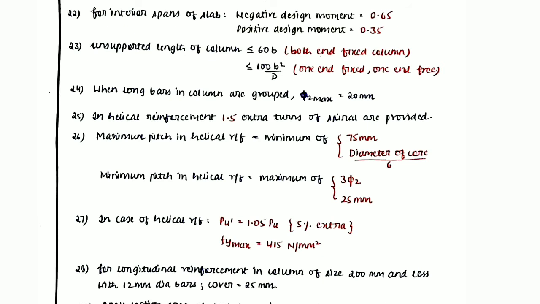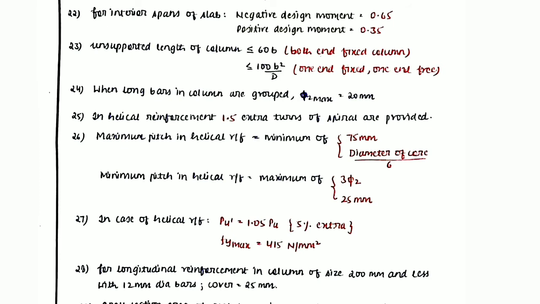Now there are a few recommendations for helical reinforcement used in columns. If we are using helical reinforcement, then 1.5 extra turns of the spirals are provided. Maximum pitch in case of helical reinforcement should be the minimum of 75 millimeter and diameter of core divided by 6. The minimum of these two will be the maximum pitch in case of helical reinforcement.